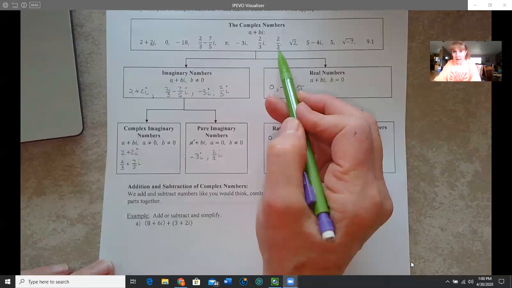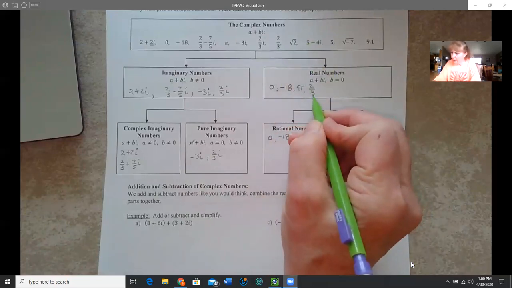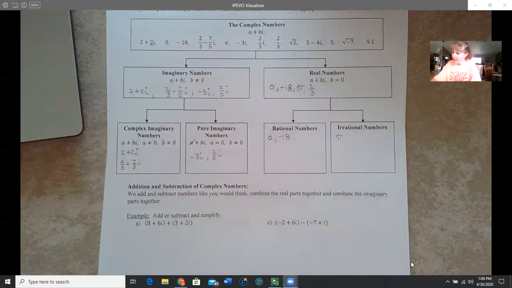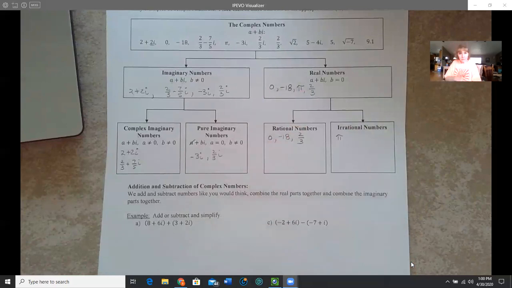Let's look at 2/3, our next one. 2/3 does not have an i, just 2/3, so it's what we've always worked with. It's a real number, no imaginary part to it. And it is rational because it can be expressed as a fraction. It is a fraction.